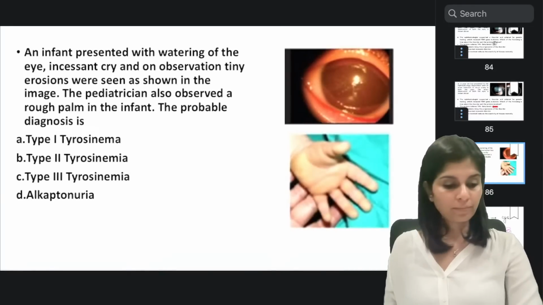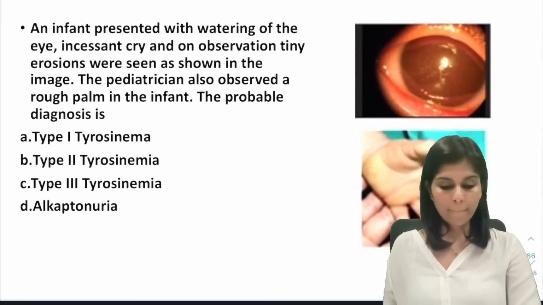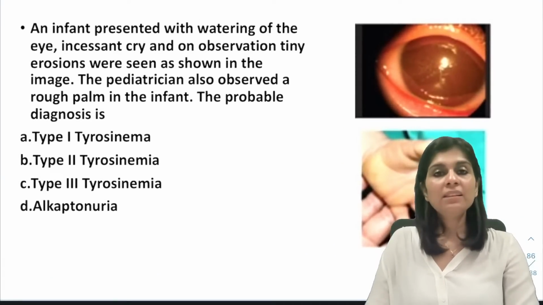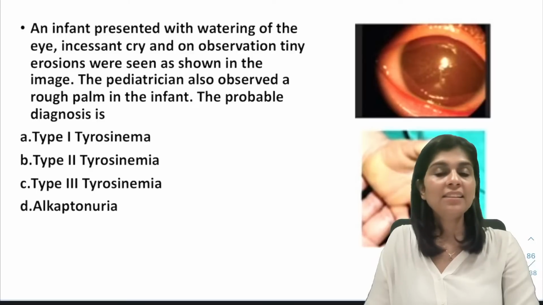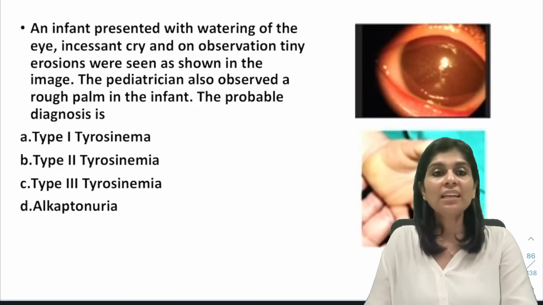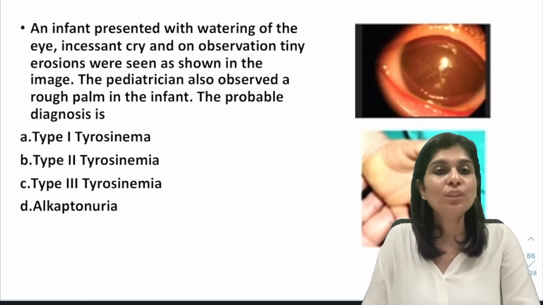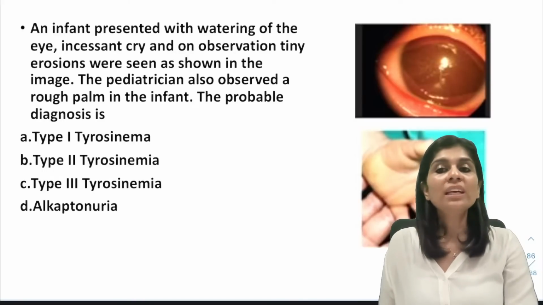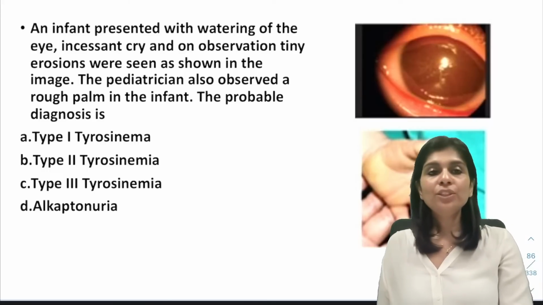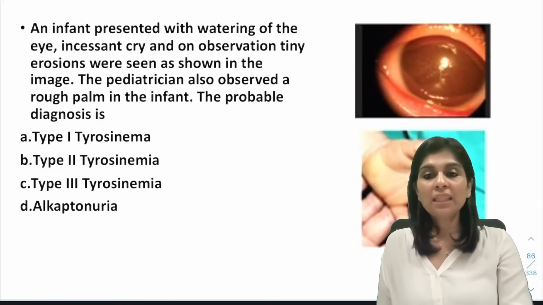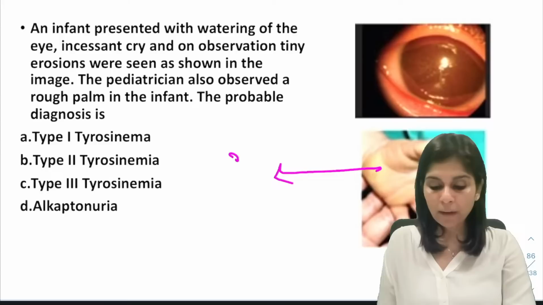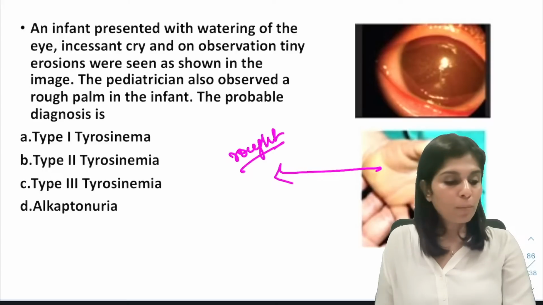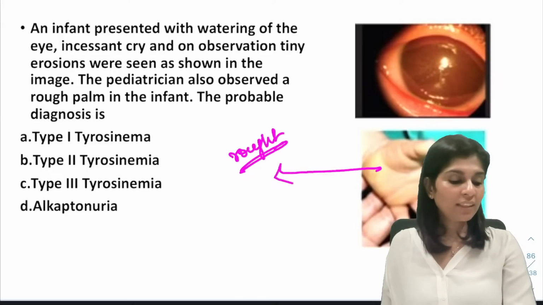This one. An infant presented with watering of the eye, incessant cry, and on observation, tiny erosions were seen as shown in the image. So what you see here is a spontaneous corneal erosion. The pediatrician also observed a rough palm in the infant. The probable diagnosis is, what do you think is the right answer?